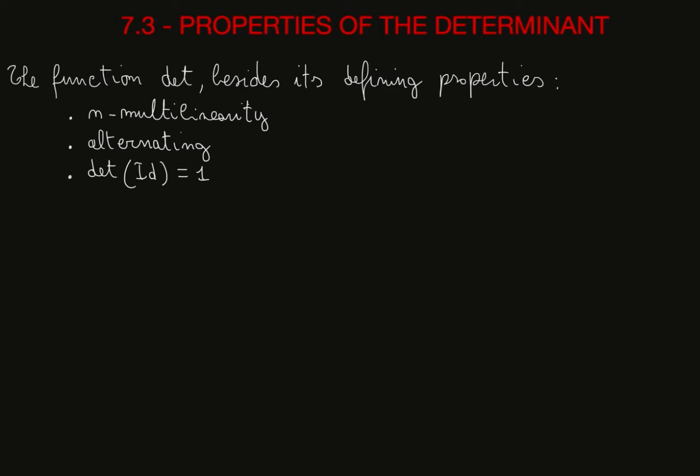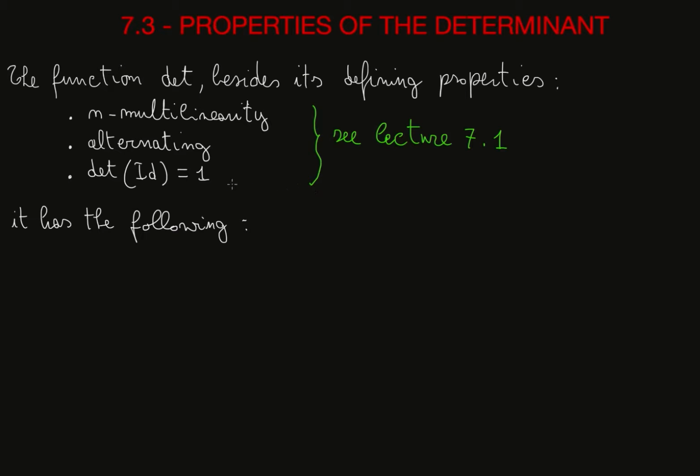We now consider the main properties of the function determinant. Previously we have seen that the function determinant is the unique function satisfying the following three properties. The first one being multilinearity, the second one being the alternating property, and the third one, the determinant on the identity matrix equals 1. So we have seen these in lecture 7.1.